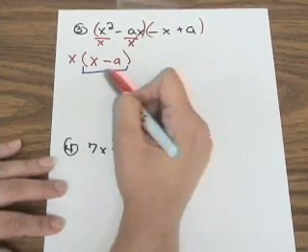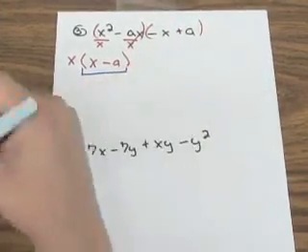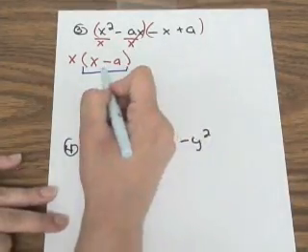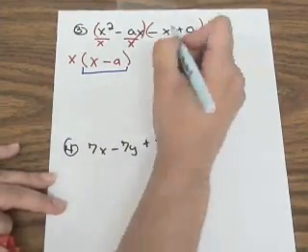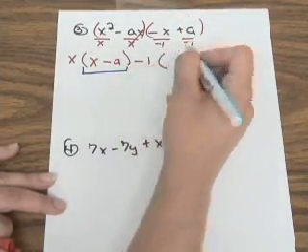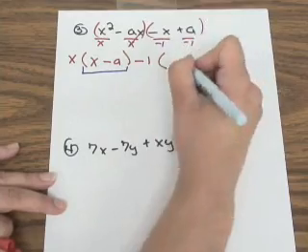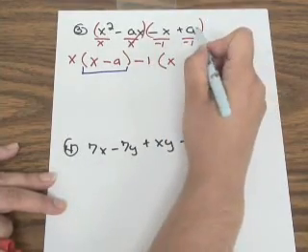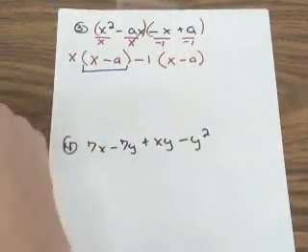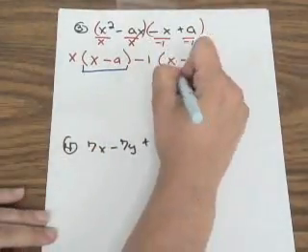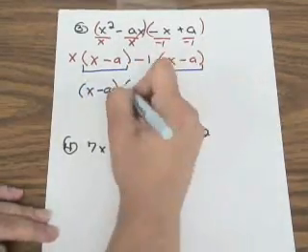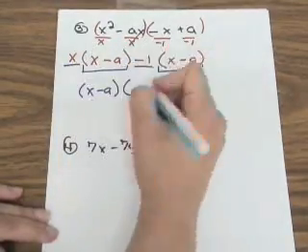Again, I have the common binomial factor of x minus a, which is going to be my first factor, and what's left? x minus 1. I just factored this 4-term polynomial by grouping. Now let's try that same technique again with one more problem. I have 7x minus 7y plus xy minus y squared. Again, you want to group these terms in 2s and factor out the greatest common factor individually and keep going.